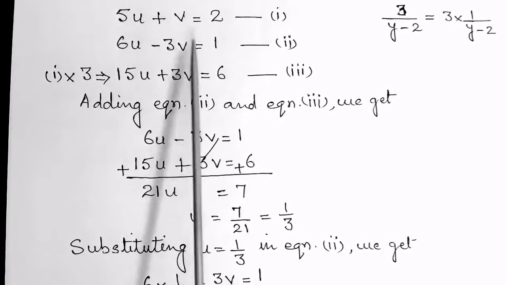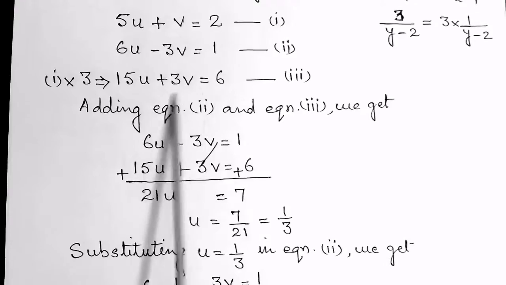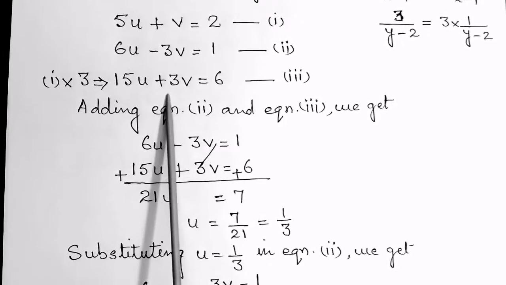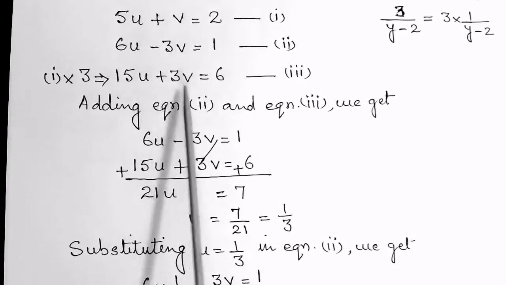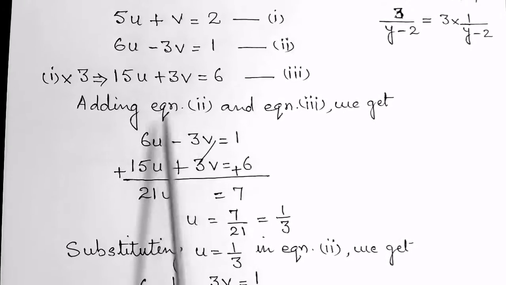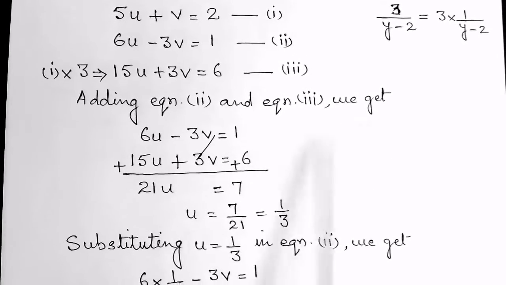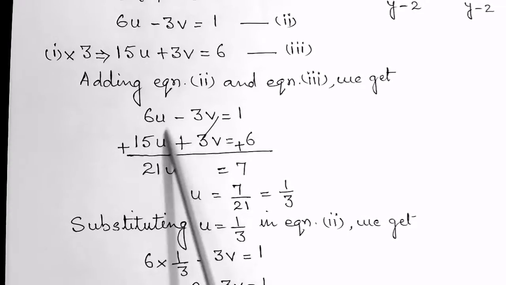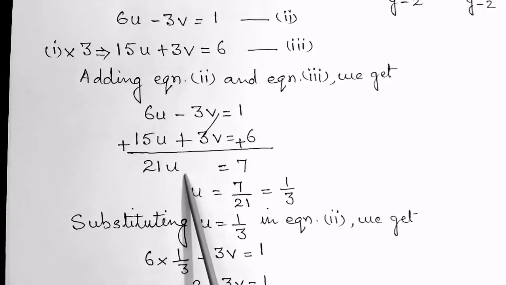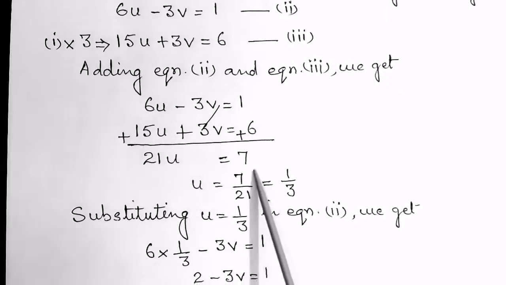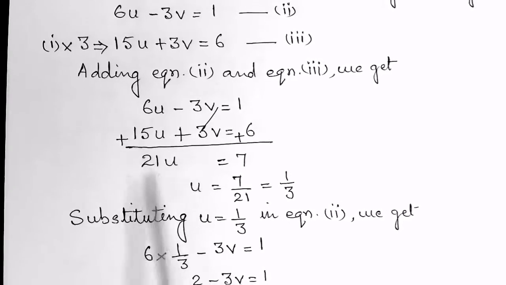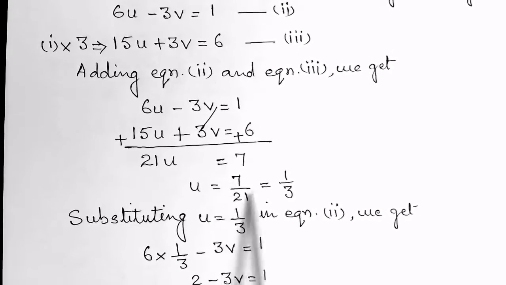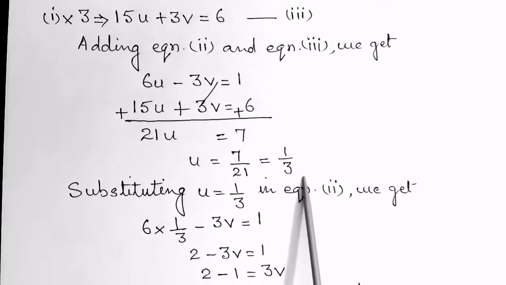Now in the second and third equation, we are having 3v, right? And the signs are different. So when signs are different, we add the equations. So adding equation 2 and equation 3 we get, 3v will get cancelled. 6u plus 15u is equal to 21u, and 1 plus 6 will be 7. Transpose this 21 to that side, so we get u is equal to 7 upon 21, that is 1 over 3.